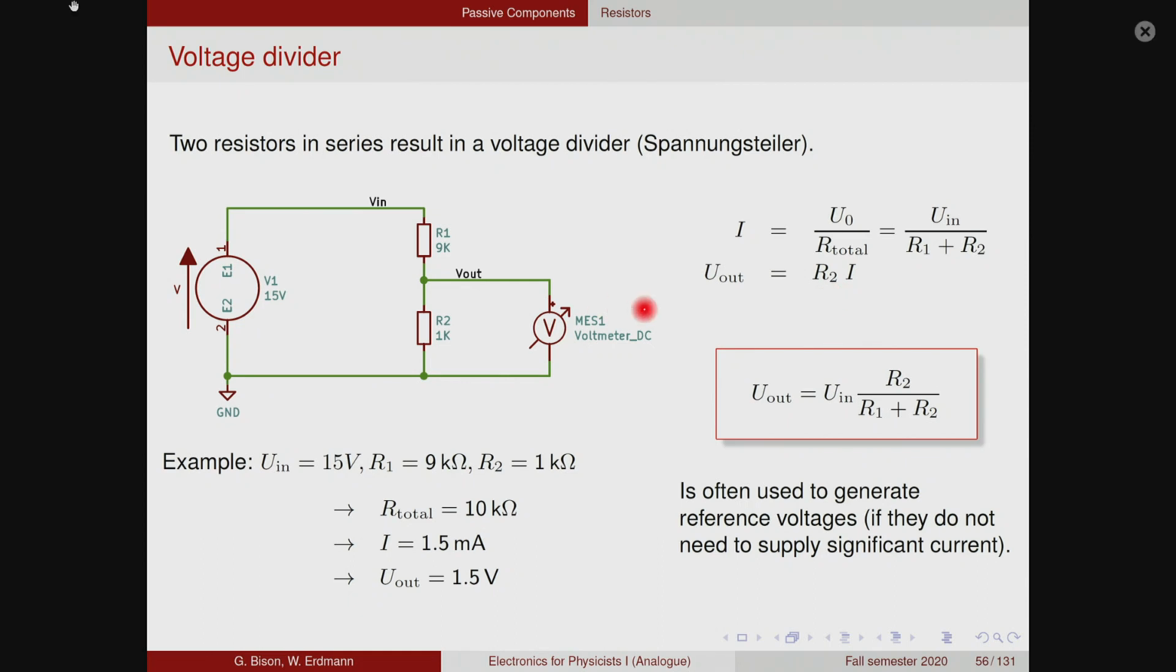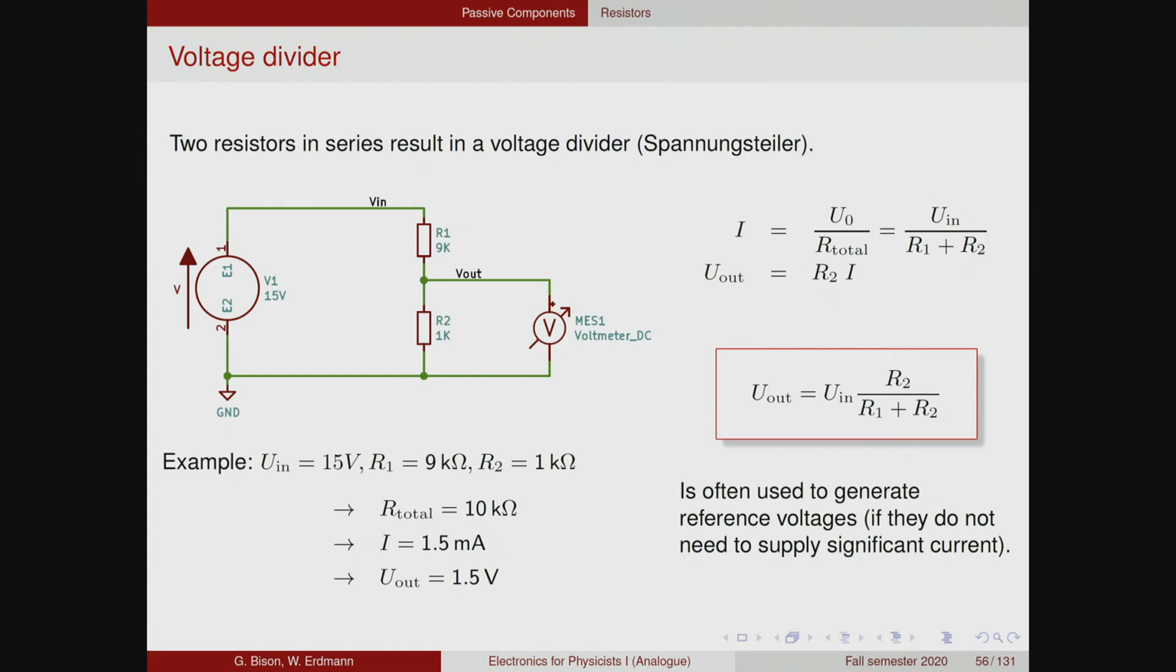Now, if we solve that, I simply put the current expression in here, we find this expression. So output voltage is, of course, proportional to input voltage, scaled by this fraction here, where the resistor across which we measure is always the numerator, and the sum of the two resistors is in the denominator.